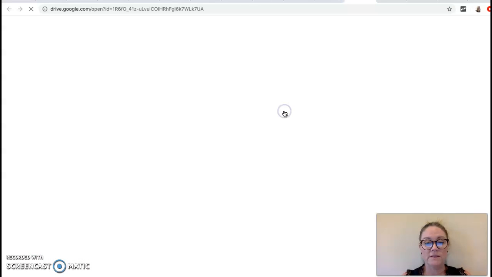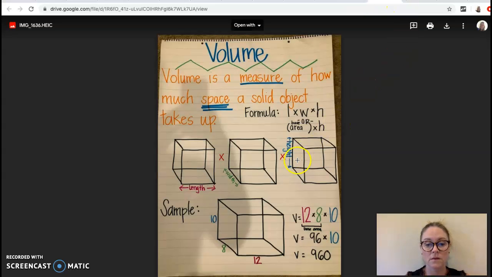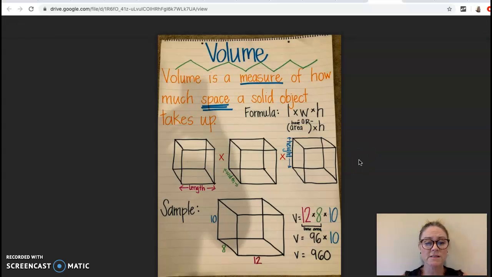All right, let me show you this anchor chart. All right, this is the anchor chart I prepared for today's lesson. Just as a review, the volume is a measure of how much space a solid object takes up. So the formula, again, is length times width times height, or you can find the base area, which is your length and your width, and times that by the height of the object, and you will have your volume.